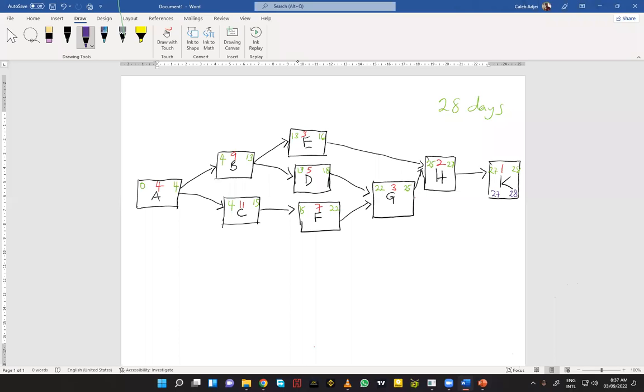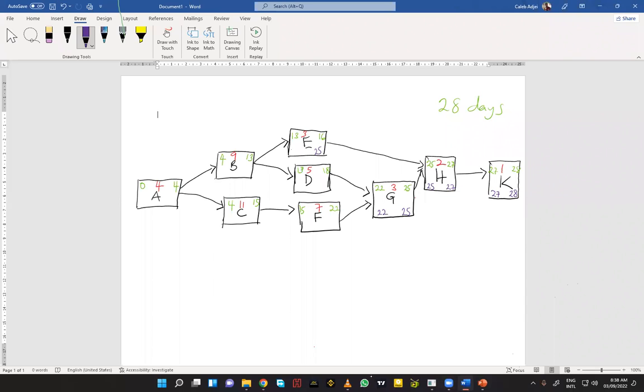Then when we are doing the backwards pass, our late finish here becomes the next late start, so 27. 27 minus 2 will give us 25. Then this 25 will be here, and 25 will be here, because we are doing a backwards pass. So 25 minus 3 will give us 22, and 25 minus 3 here will give us the value for this activity.